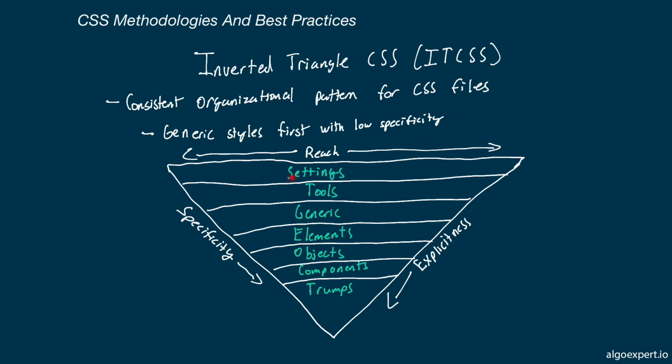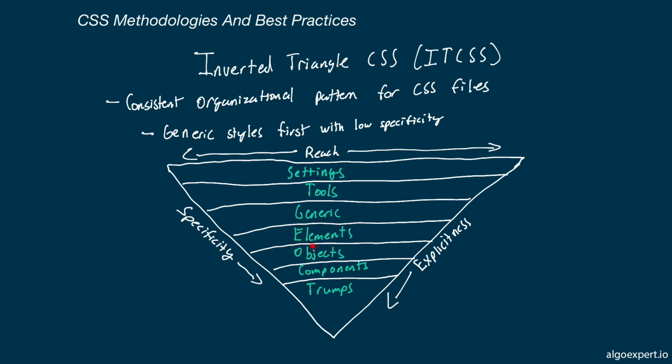At the top are settings, which are usually things like global variables that will affect the entire web page. These have the most reach, and they're both the least specific and the least explicit. Next, we have tools, which is mostly for mixins and functions if you're using a preprocessor that supports those. Up next, we have the generic layer, which is used for very high-level generic styles. Oftentimes, this is used to reset the browser defaults, which is a common practice to ensure consistency between browsers.